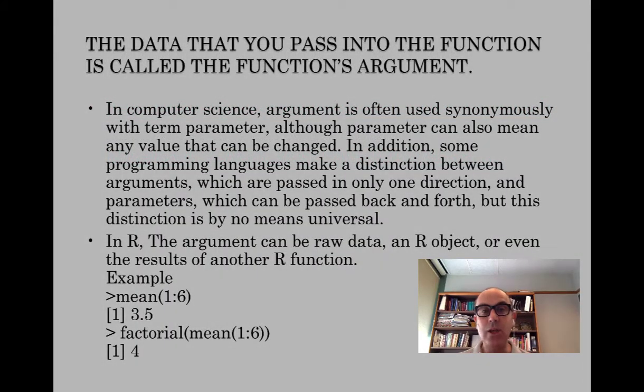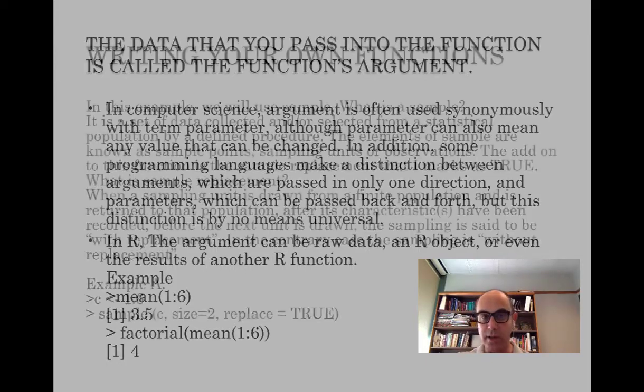The data that you pass into the function is called the argument. So in the example below, 1 to 6, if we calculate the mean of 1 to 6, it will equal 3.5. The idea is that R arguments can be raw data, an R object, or even the result from another R function. So it gives you the flexibility to have many interpretations and many assemblies of the data.